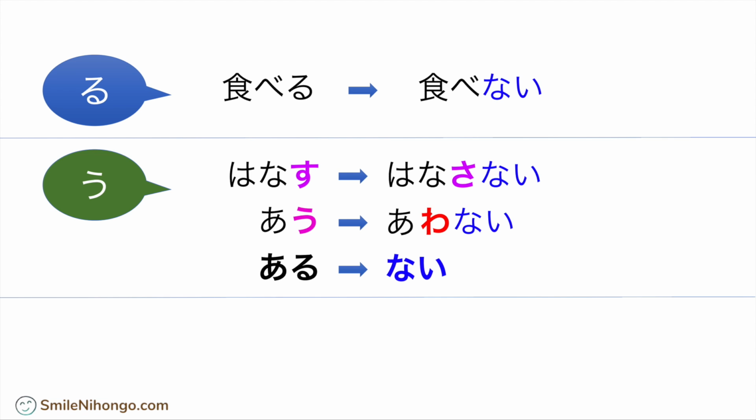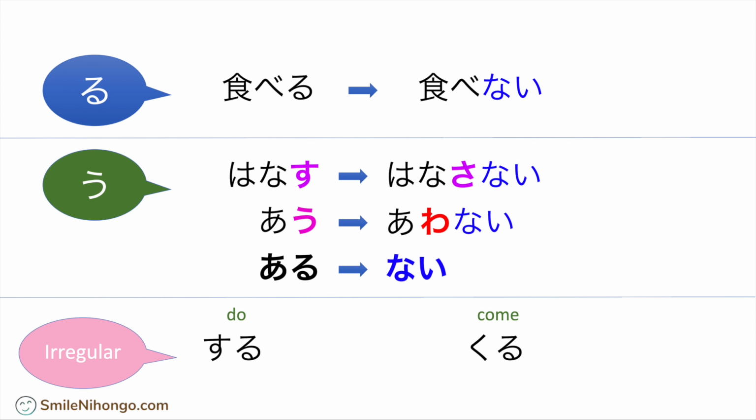Okay, let's quickly cover one more group, the irregular verbs. We have only 2 irregular verbs in Japanese, する and 来る. The plain negative form for each one is something that you simply have to memorize, okay? する in plain negative is しない. 来る in plain negative is 来ない.